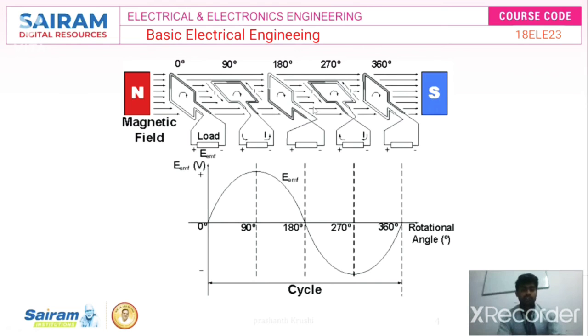So the conductor is present over here. If it is parallel to the field, there is 0 induced EMF in this position. And if it is perpendicular to the magnetic field, more flux lines will cut and there is more induced EMF, right? See, maximum induced EMF because the conductor cuts more magnetic field. That is here, this point, the peak point.